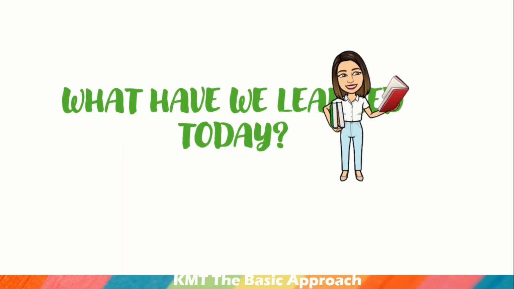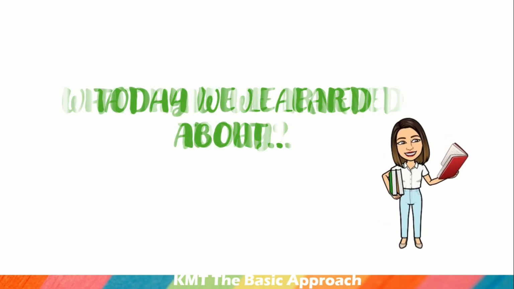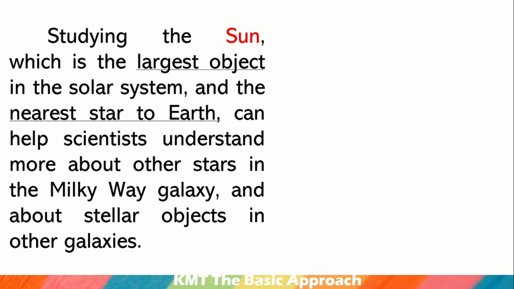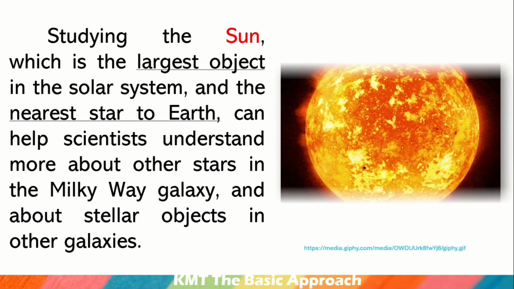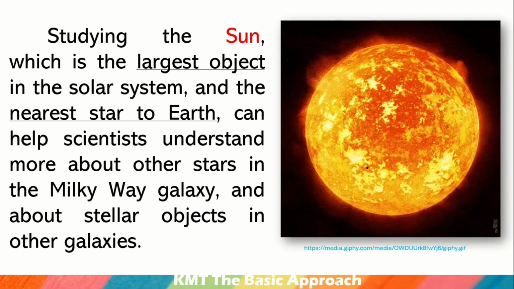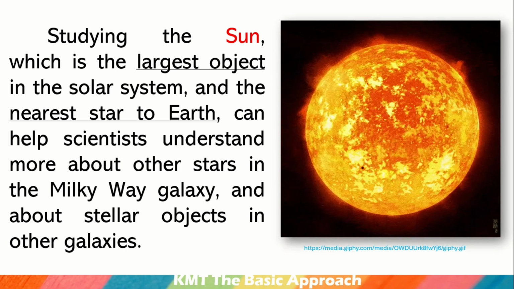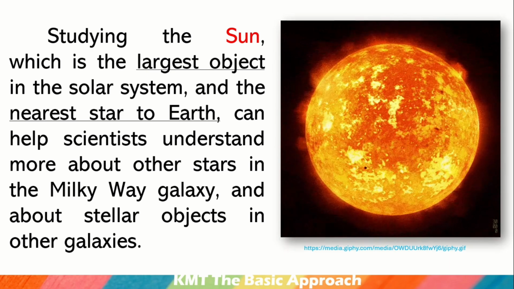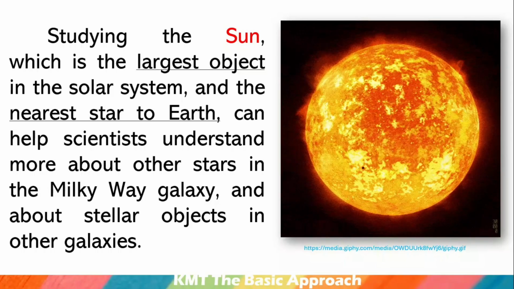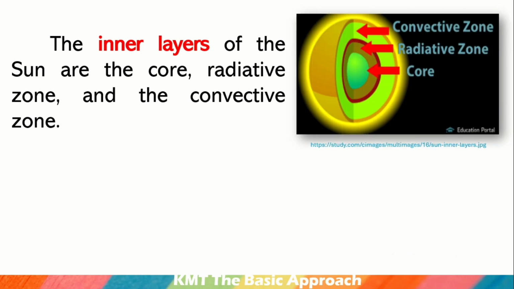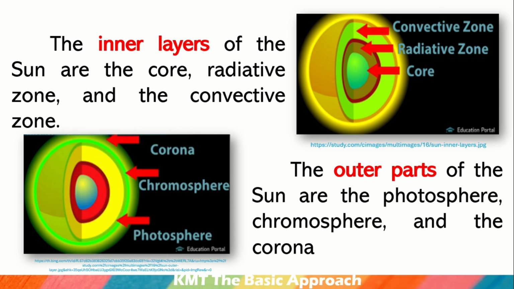What have we learned today? Today, we learn that studying the sun, which is the largest object in the solar system and the nearest star to Earth, can help scientists understand more about other stars in the Milky Way galaxy and about stellar objects in other galaxies. The inner layers of the sun are the core, radiative zone, and the convective zone. The outer parts of the sun are the photosphere, chromosphere, and the corona.